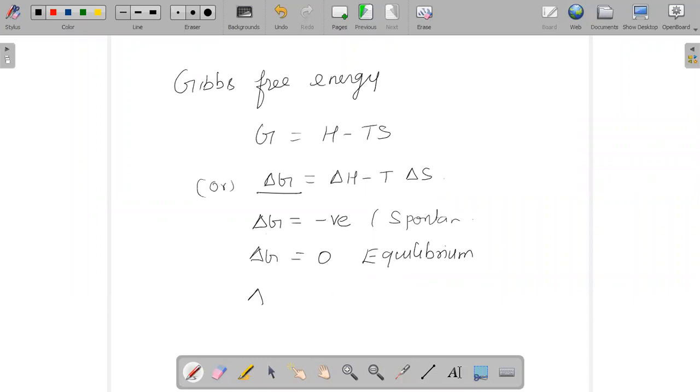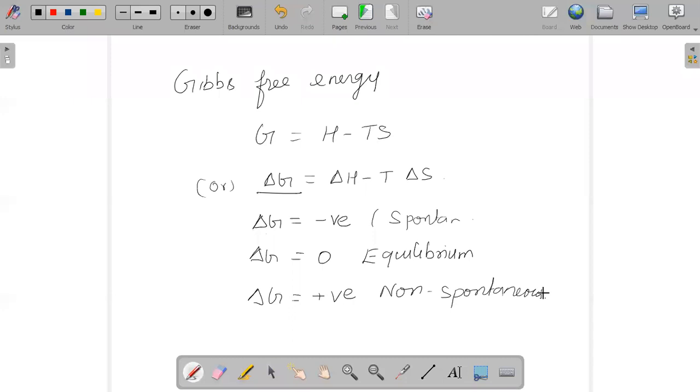And if the delta G value is positive, then it is non-spontaneous. So in spontaneity, if we are talking about relating, we can say that delta G is equal to delta H minus T delta S. And this equation takes into account both the energy factor as well as the entropy factor. And in this chapter, the last thing we should remember is the third law of thermodynamics.